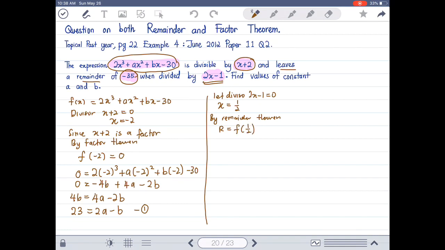So the remainder given is when the polynomial is divided by divisor 2x minus 1, we will get remainder negative 35. So negative 35 is just equals to 2 times 1 over 2 to the power of 3 plus a times 1 over 2 squared plus b times 1 over 2 minus 30.